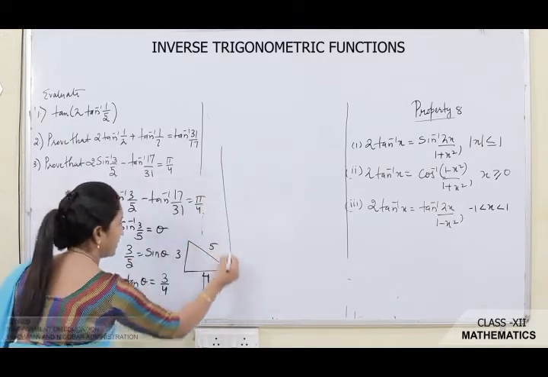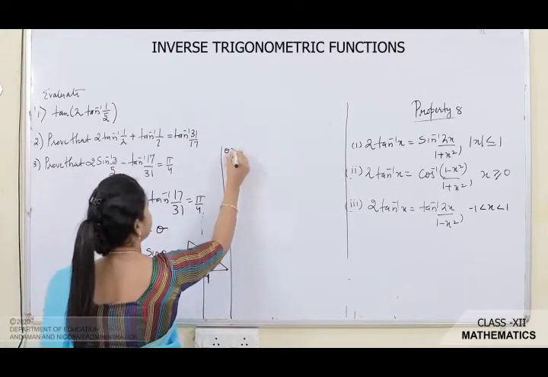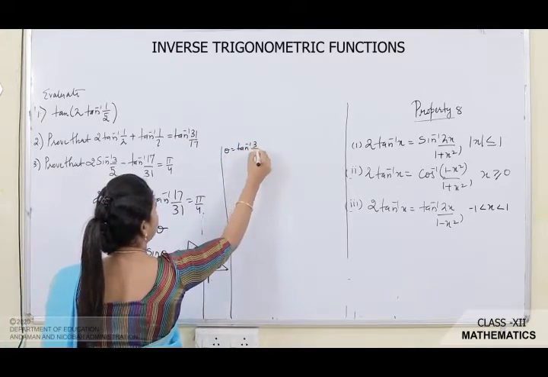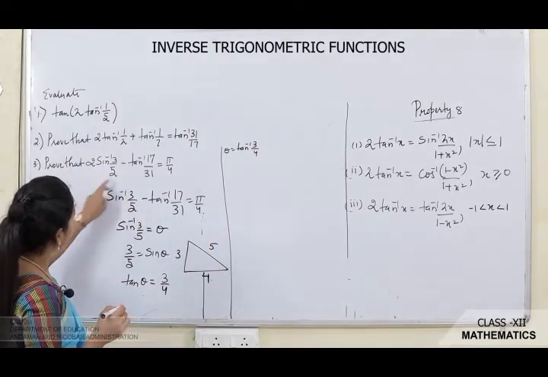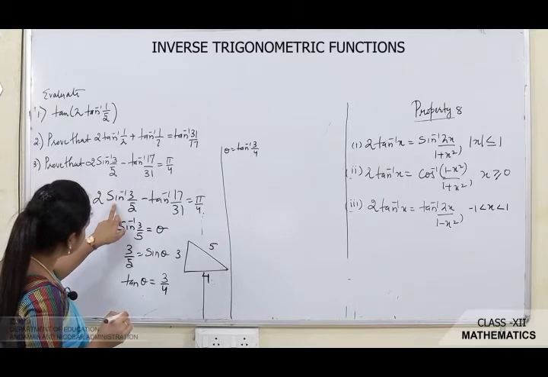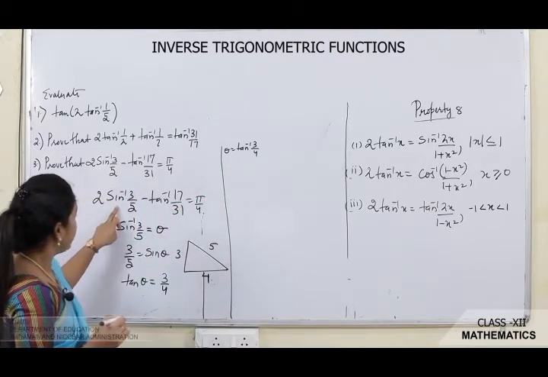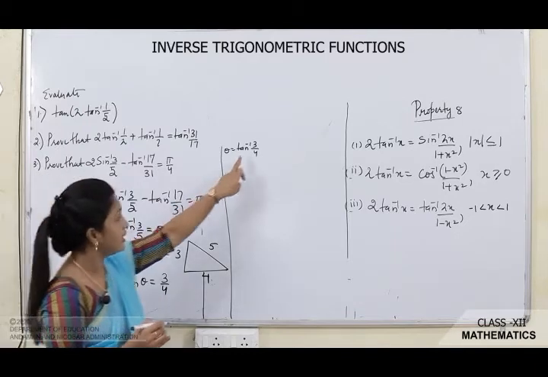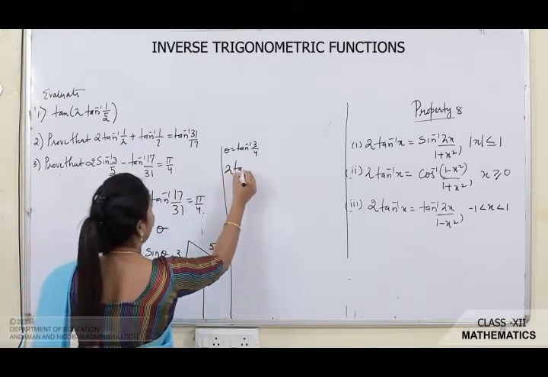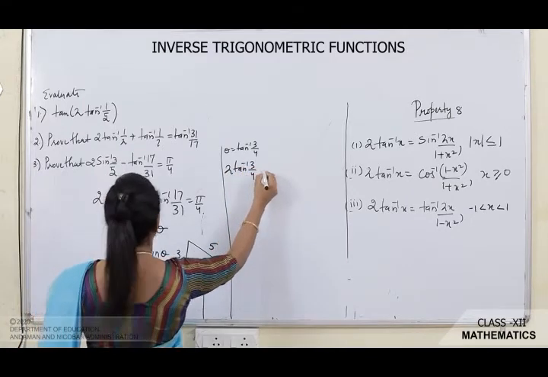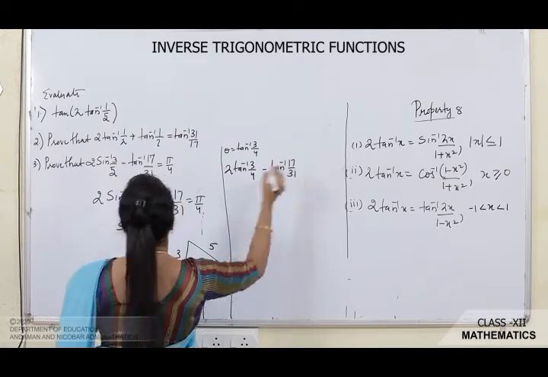So what you are going to get here? You are going to get theta is equal to tan inverse 3/4. That means you can substitute, in place of sin inverse 3/5, tan inverse 3/4. So what you are going to get? 2 tan inverse 3/4 minus tan inverse 17/31.